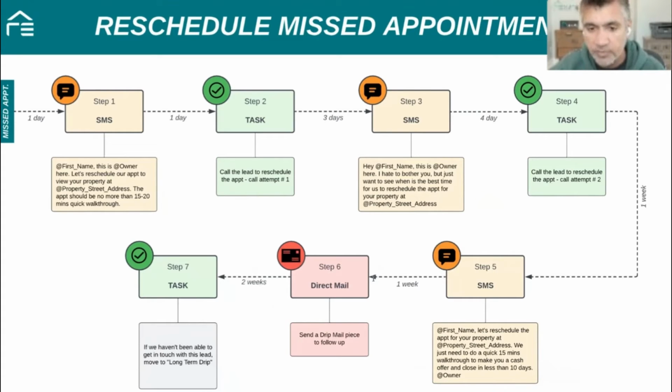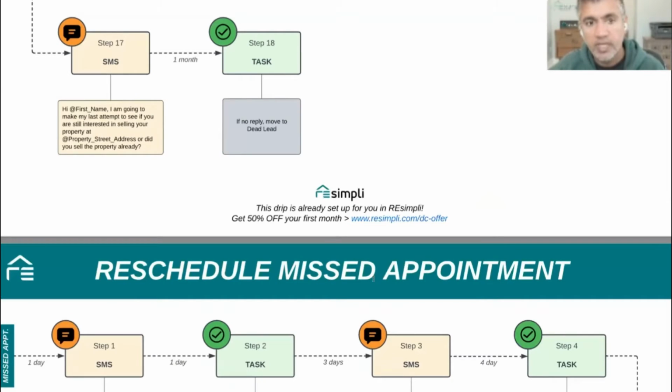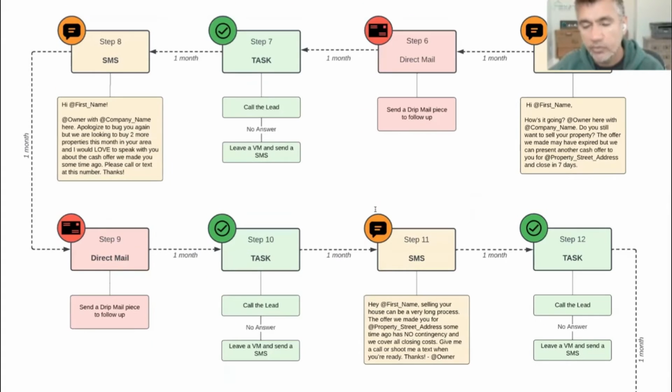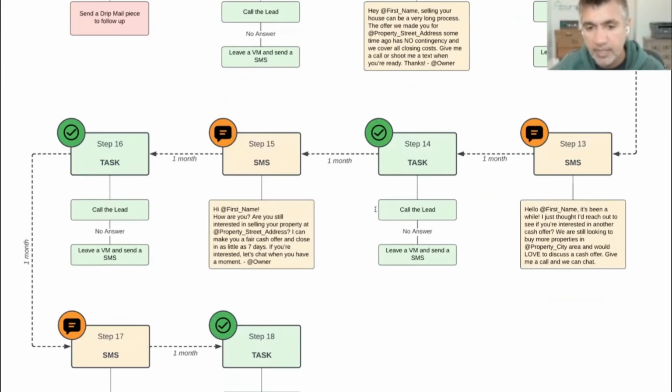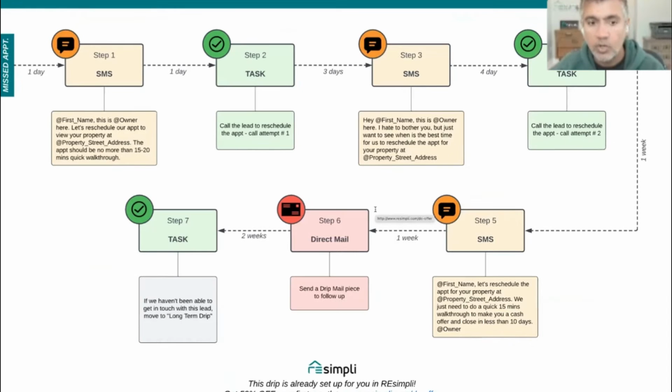Again, we have a direct mail piece built out for this. And also we have one built out for the offer made, saying, hey, we're still interested in making an offer. And then we also have one built out specifically for a missed appointment that you could send out. It talks specifically about, hey, I would still love to come and look at the property. And then after that, move them to a task or move them to a long-term follow-up campaign. So you just keep following up with them.